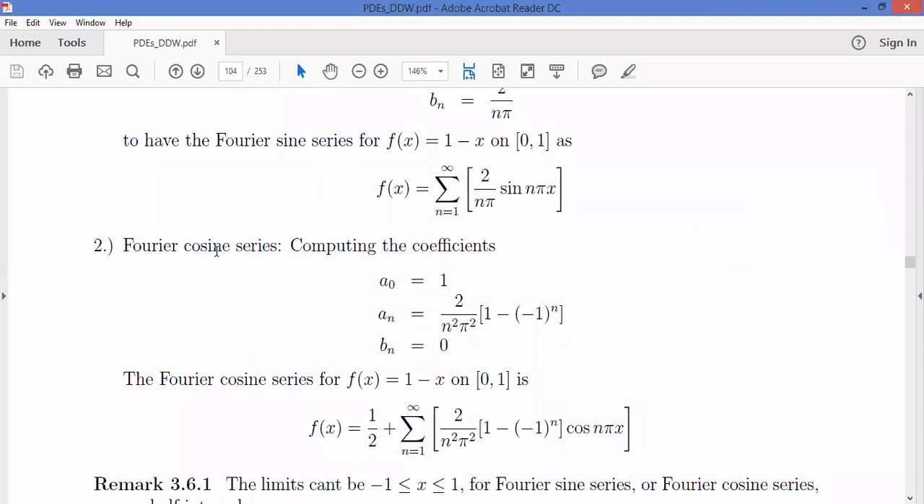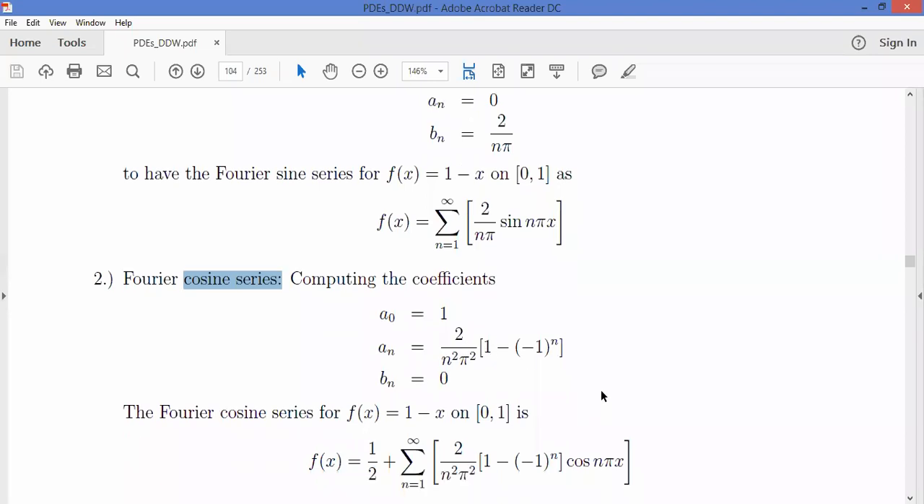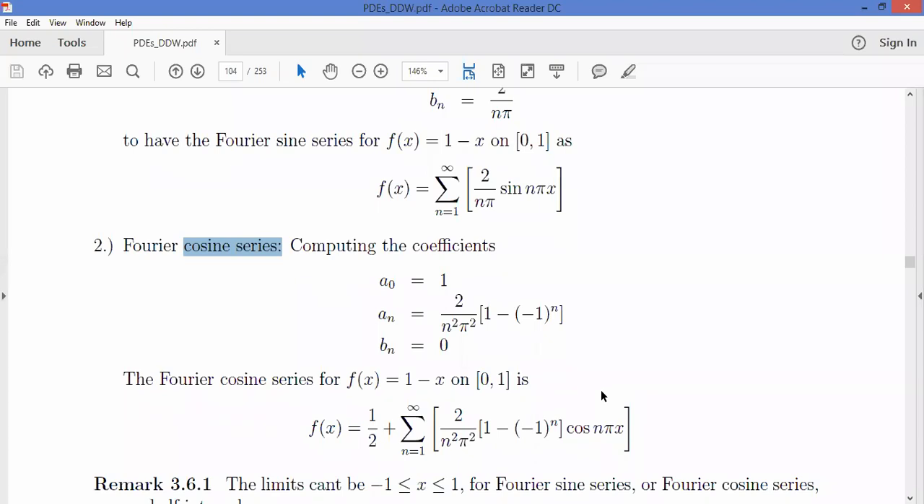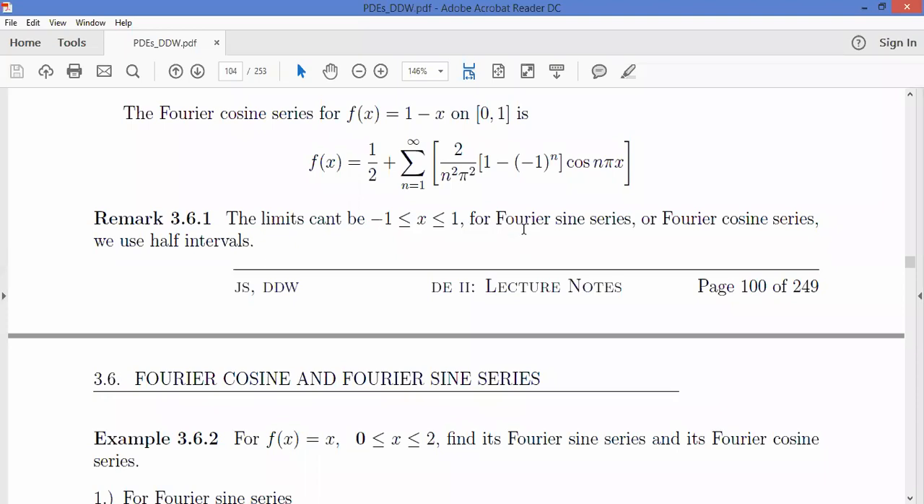What about the Fourier cosine? The Fourier cosine of the same function here. If you compute the Fourier cosine of the same function, you'll find that bn is 0, your a0 is 1, and the an is that expression. I think I am clear there. So you do the same for all these others. There are more examples here.